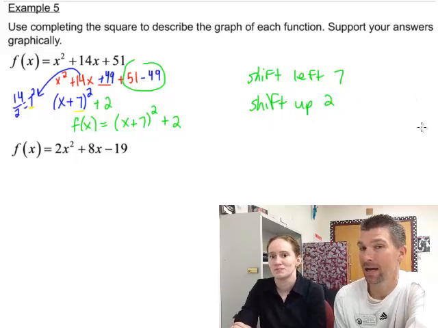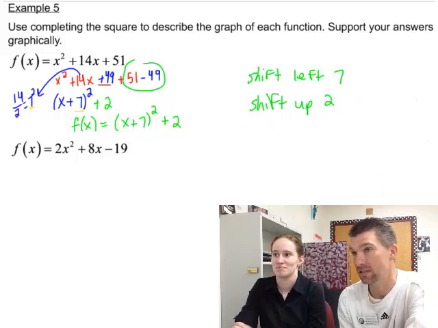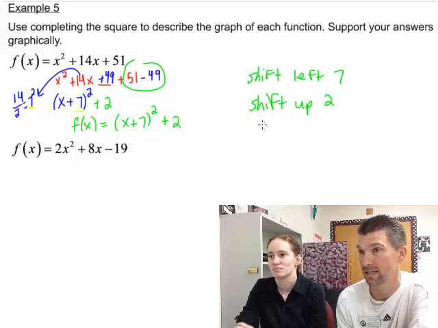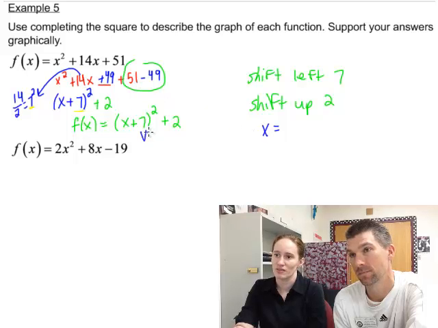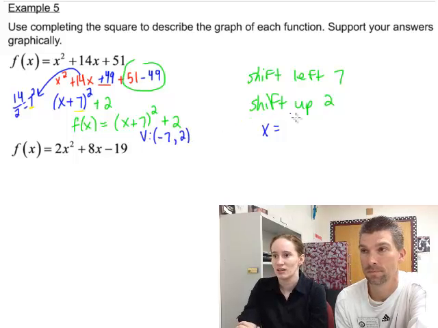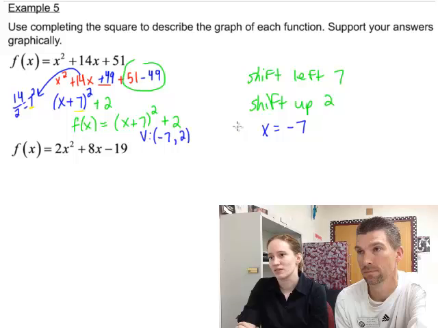So let's, hey, by the way, for kicks and giggles, the axis of symmetry on this one, could we identify that? I believe that would be the x value of the vertex. So what is the vertex of this? We have to take the opposite of what's inside the parentheses, and we don't take the opposite of what's outside. So that means x would equal -7.